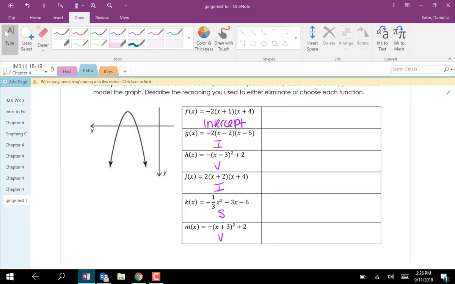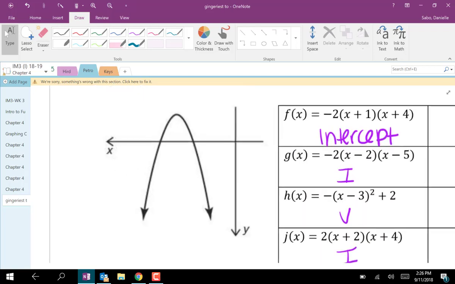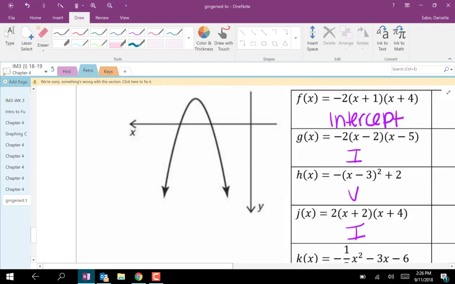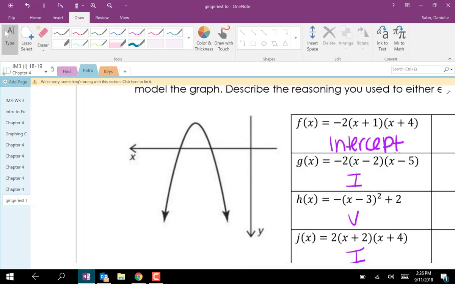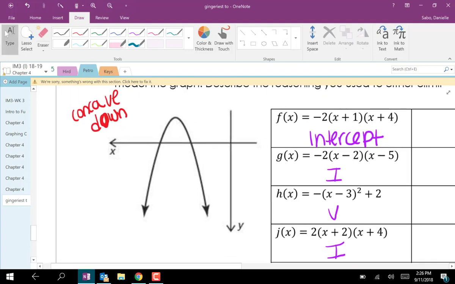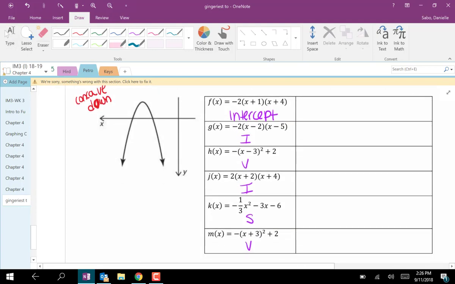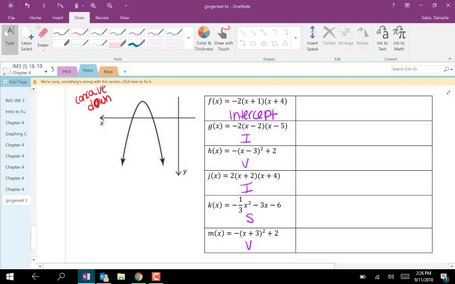Now again, the goal is to see which one of these functions, there's more than one, could be this graph. We don't have any numbers or anything going on here, but we can make some assumptions. There's a couple of things when I look at this graph. Let's talk about it. Is it concave up or down? Down. So this is concave down. Oh my God, I cannot write today. It's supposed to be an N. Concave down.